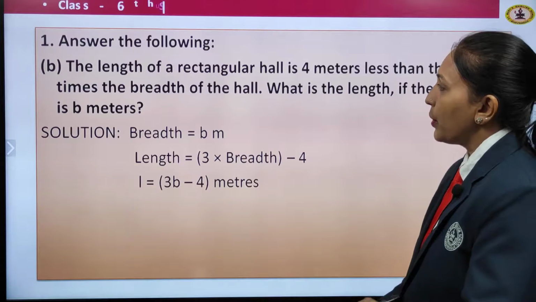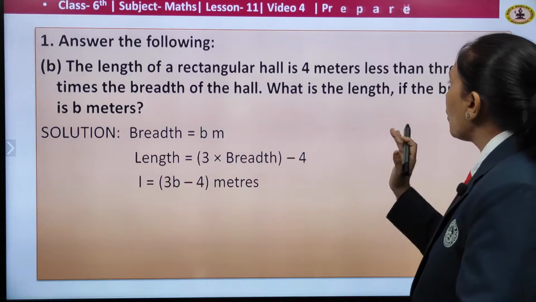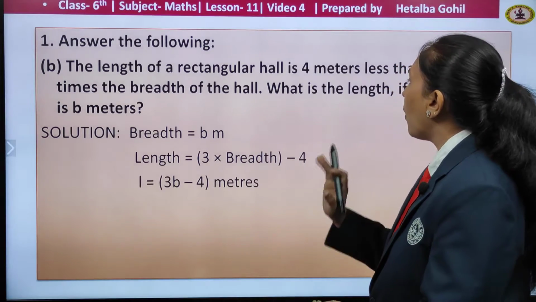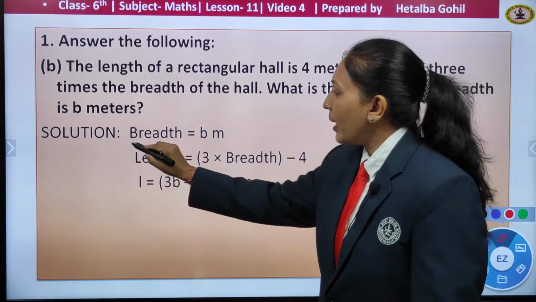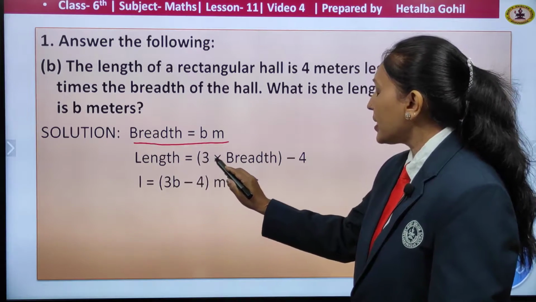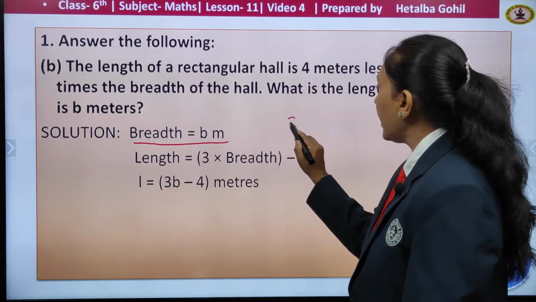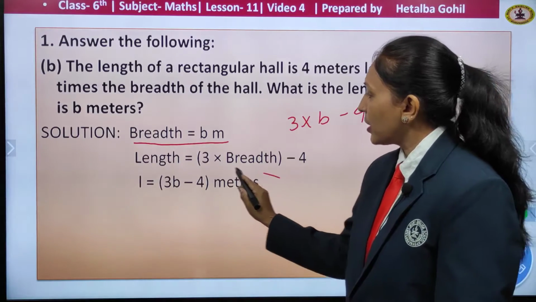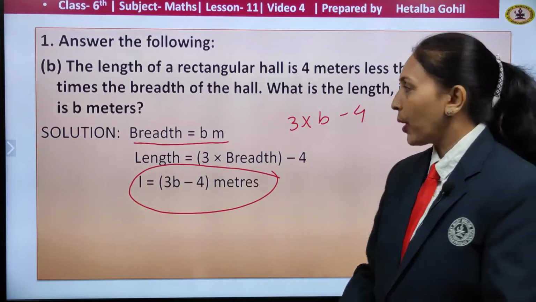Next, the second question: the length of a rectangular hall is 4 meters less than 3 times the breadth of the hall. What is the length if the breadth is b meter? Now breadth is given to us as b meter. The length is 3 times the breadth minus 4. 3 times breadth means 3 into b, minus 4. So the expression for the length is 3b minus 4 meters.